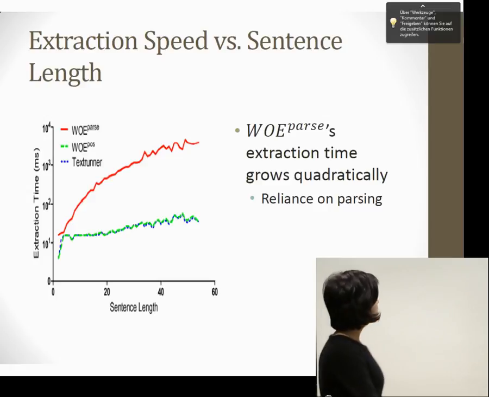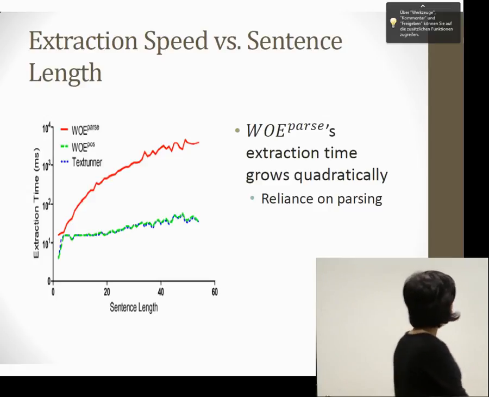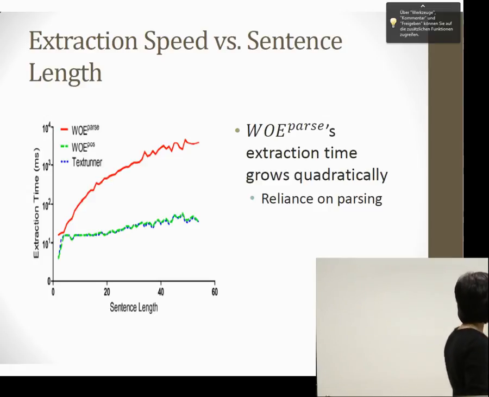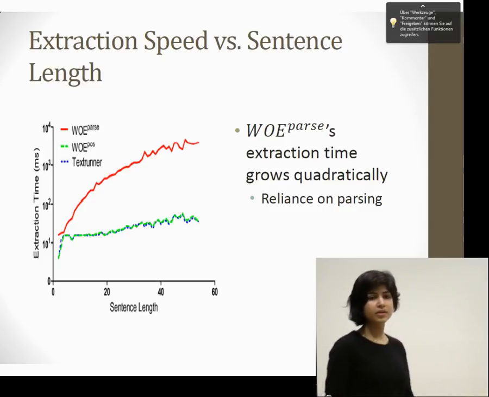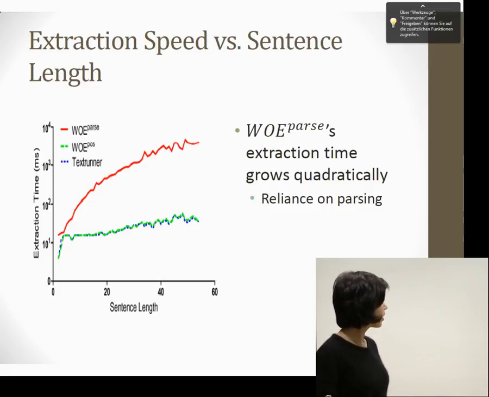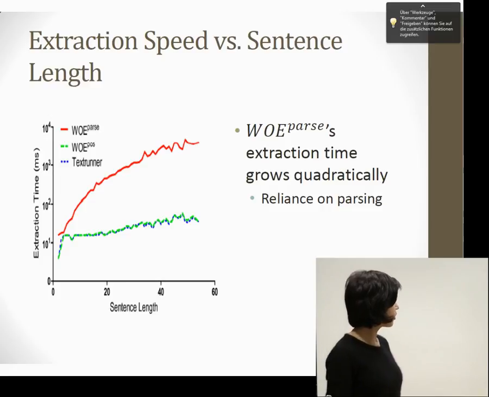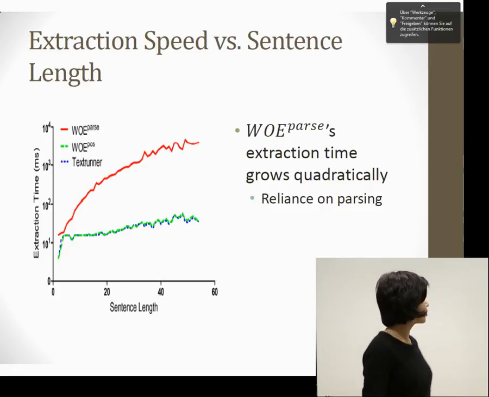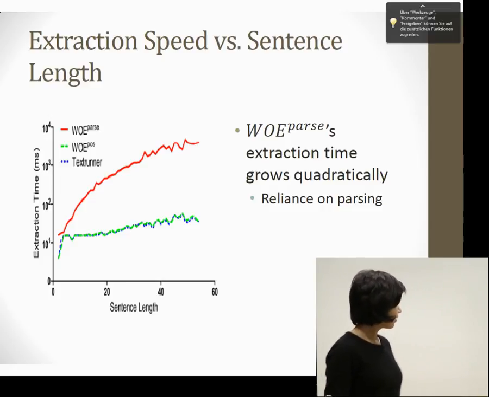So here we have extraction time. We see that by increasing the sentence length, WOE parse consumes more time because it relies on parsing, and parsing spends time retrieving the relations which are abstract in the sentences which are long.